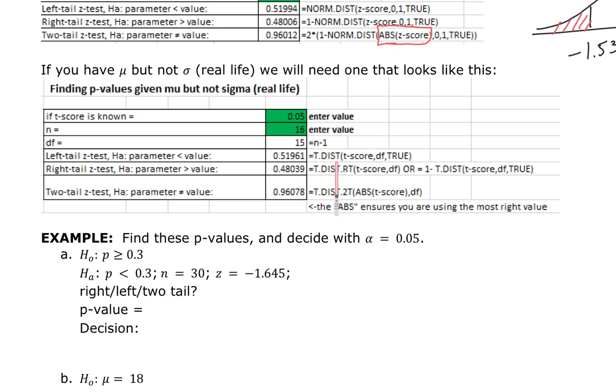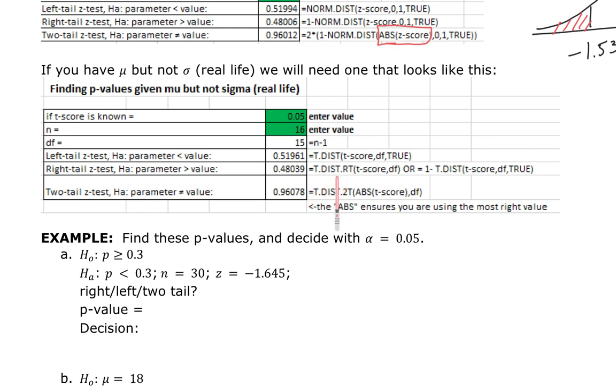So the T.DIST function: I grab the cell that has my t-score, my degrees of freedom, and I hit true. And this is the left tail test. Now it has its own call for the right tail test. So if you want to do the right tail, you can do 1 minus the t-distribution of the t-score. If you want to be consistent as we do for the normal distributions, you can do it that way, but it has its own call, so we might as well just use it.